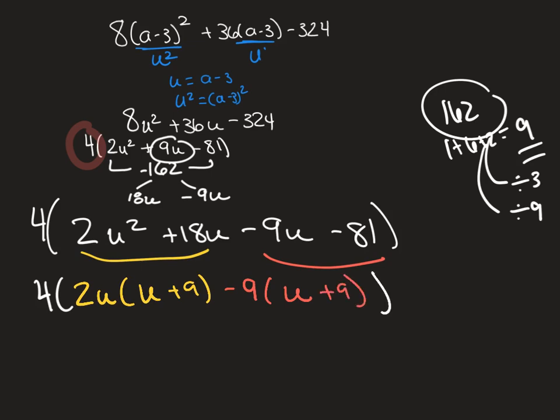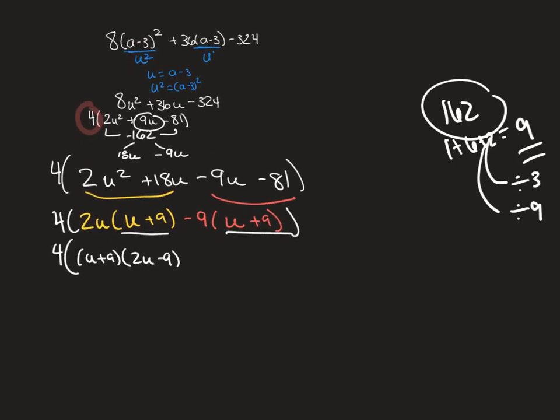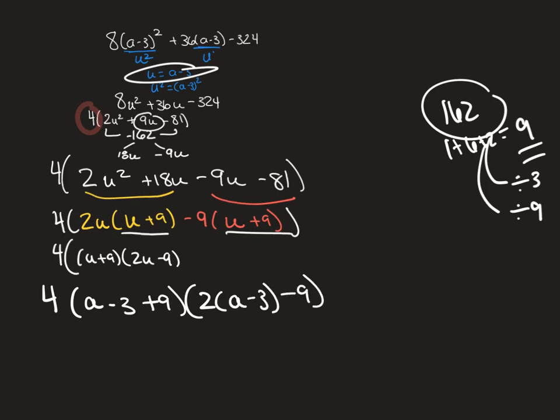Inside of my parentheses, these both have a u plus 9. So I'm going to do u plus 9 times 2u minus 9. Oh, goodness gracious, that was a lot of work. Okay, here we go. Let's finish this problem up. I didn't have a u. I actually had right up here that u was equal to a minus 3. So 4 times a minus 3 plus 9 times 2 times a minus 3 minus 9.